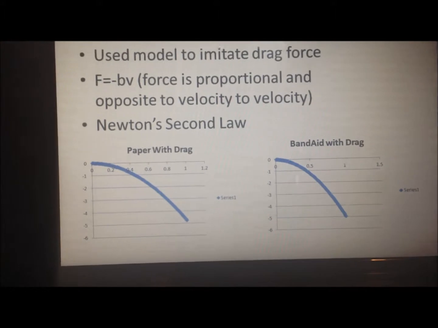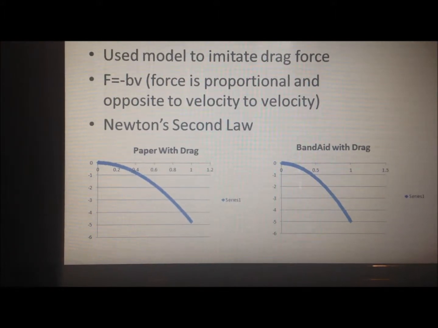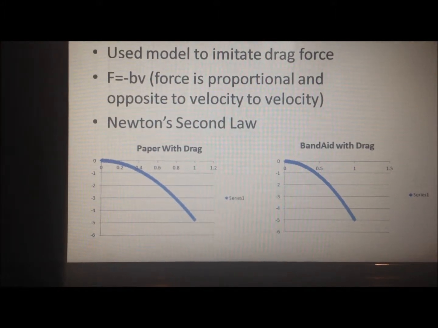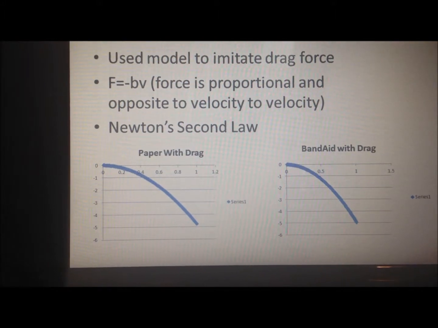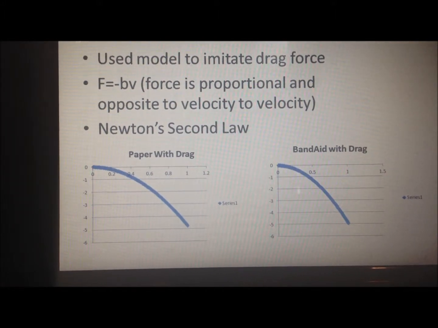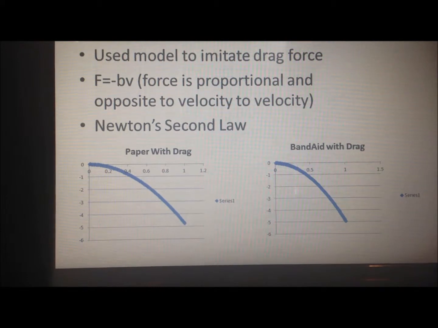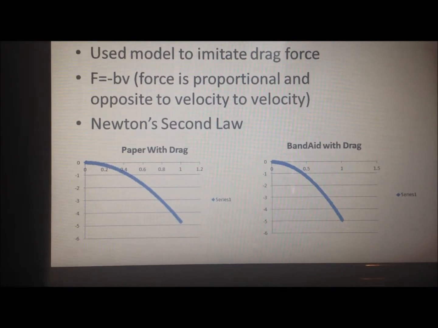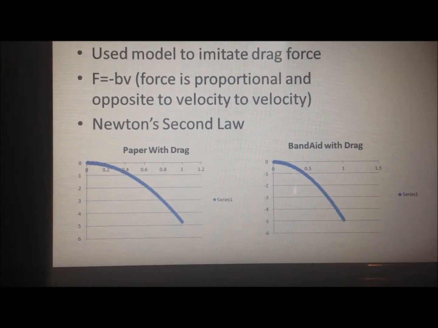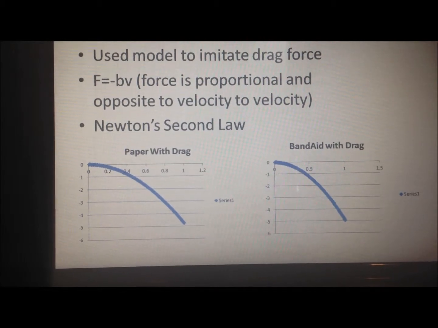You can see that the forces equal each other, so the net force stays at 0, because the drag force is proportional to the velocity, and the velocity is due to the gravitational force, and those are the only two forces acting on it, as stated by Newton's law.